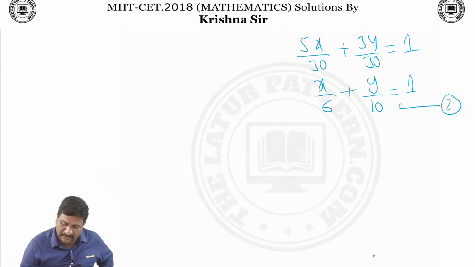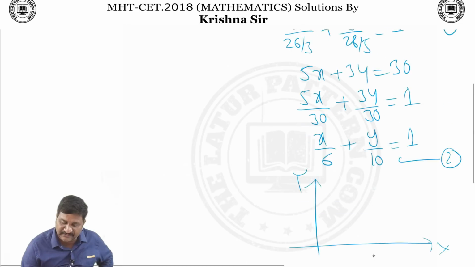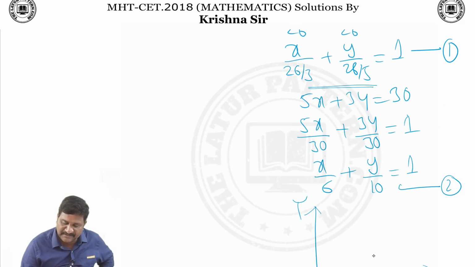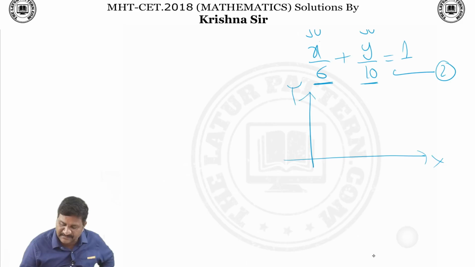So by taking the graph of the first and second lines, 1 and 2, the first line is in the form of 26 by 3, 26 by 5, whose intercepts. The second line's intercepts are 6 and 10. So for the second line we are taking here 6 as x intercept, y intercept 10, then this is our line: 6 comma 0, and on the y axis 0 comma 10. This is the second line.